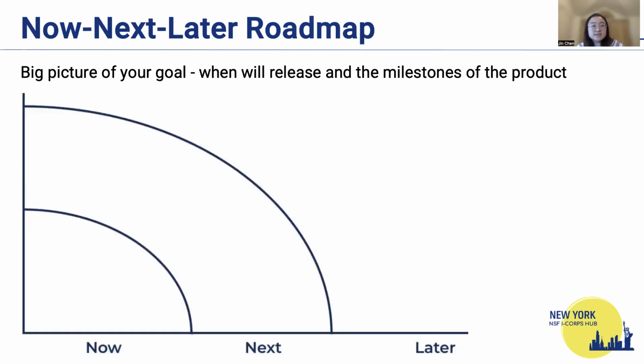The first is the now, next, later roadmap. That will be a good start if you are doing a roadmap for the first time. It is designed to outline the big picture of your goal and milestone for each iteration of your product.